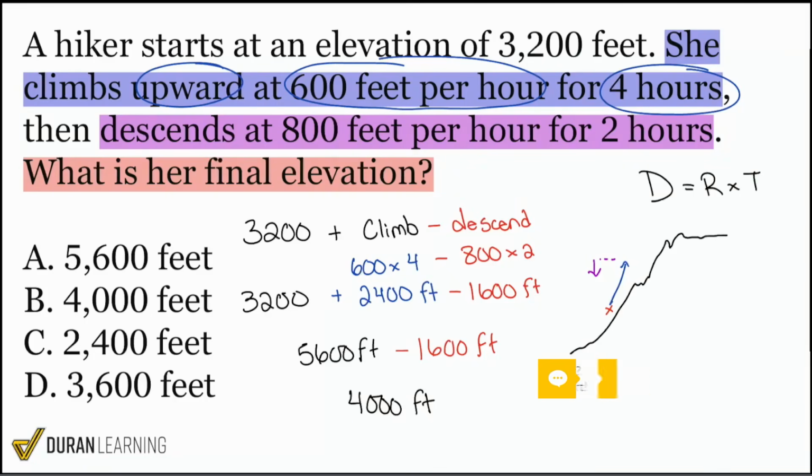Our correct answer here is going to be answer choice B, 4,000 feet. And we should feel pretty good about, again, tracking the story and then knowing what ascending versus descending means.